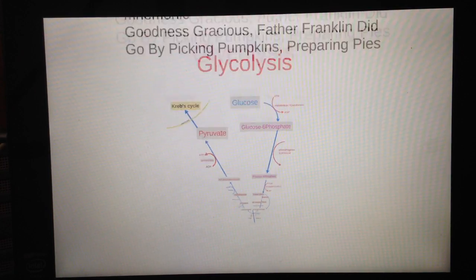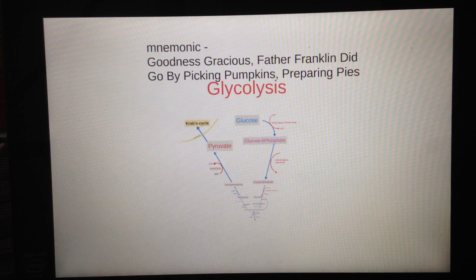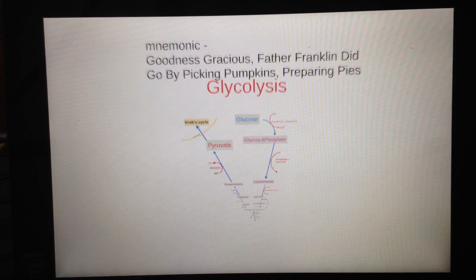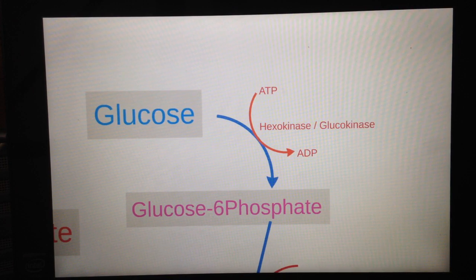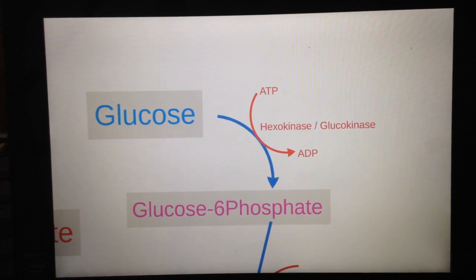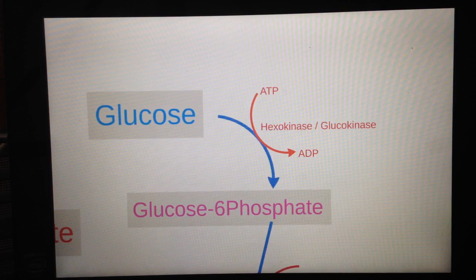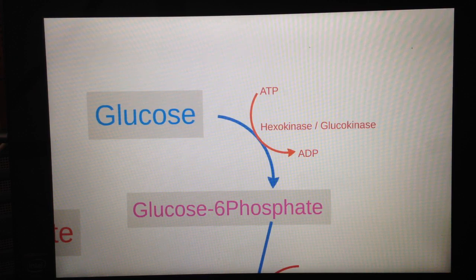So I hope that makes sense. Goodness gracious, Father Franklin did go by picking pumpkins, preparing pies. Okay. So in this second part of my presentation about glycolysis, I'm going to be talking quite a lot about enzymes. The first enzyme I'm going to be looking at is the hexokinase and the glucokinase.